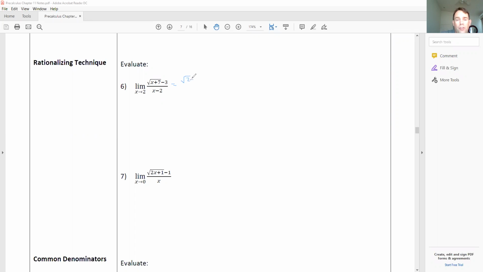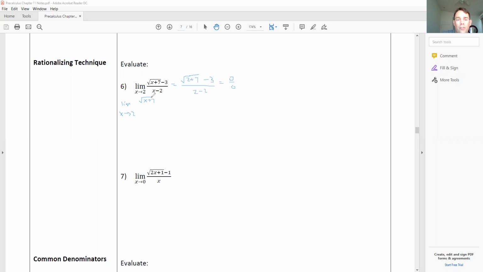I get 2 plus 7 minus 3 all over 2 minus 2. And friends, that would be 0 over 0. So that means there's got to be some way that I can rewrite this potentially to evaluate. I may not be able to. Potentially, I need to be able to rewrite it.